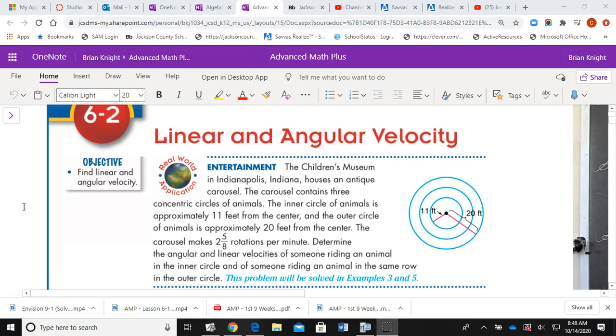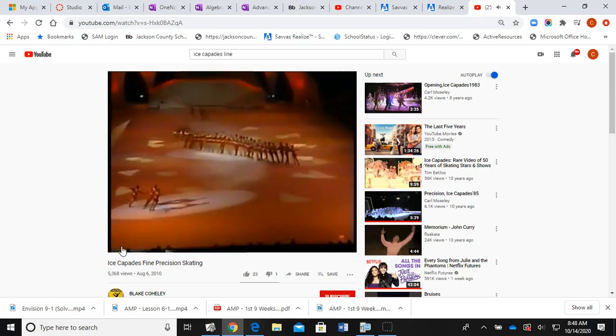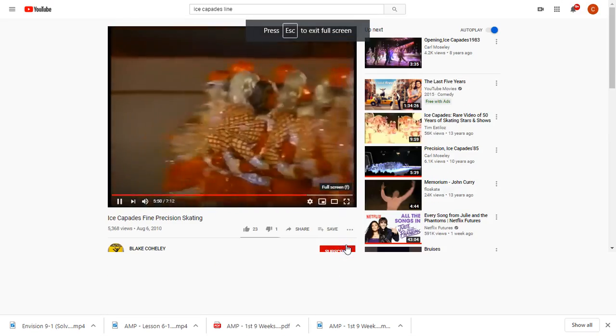Let's look at something that's not exactly the same, but let's check out some ice capades real quick. So this is basically what's happening. Notice how much work the people on the inside are doing? They're just kind of taking a stroll, and the people on the outside are really skating. Notice how hard they're skating on the outside.